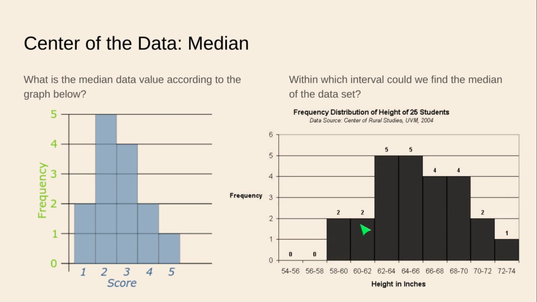1, 2, 3, 4, and then we have 5 here, and then another 5 would make 14. So one of these data values in here is going to be my 13th data value, and that would be within the class 64 to 66 inches. So within which interval could we find the median of the data set? Well, it's going to be somewhere in the 64 to 66 inch range. If you speak British imperial units, somewhere between 5'4" and 5'6".